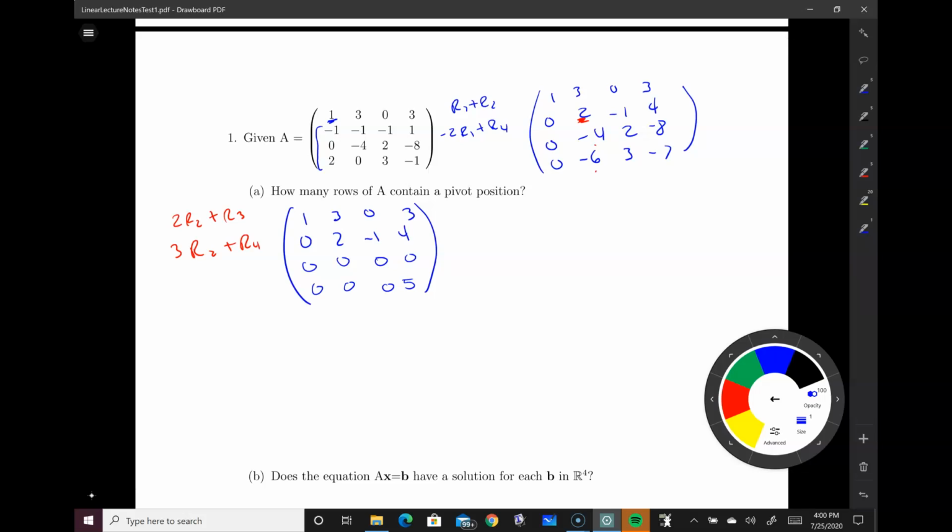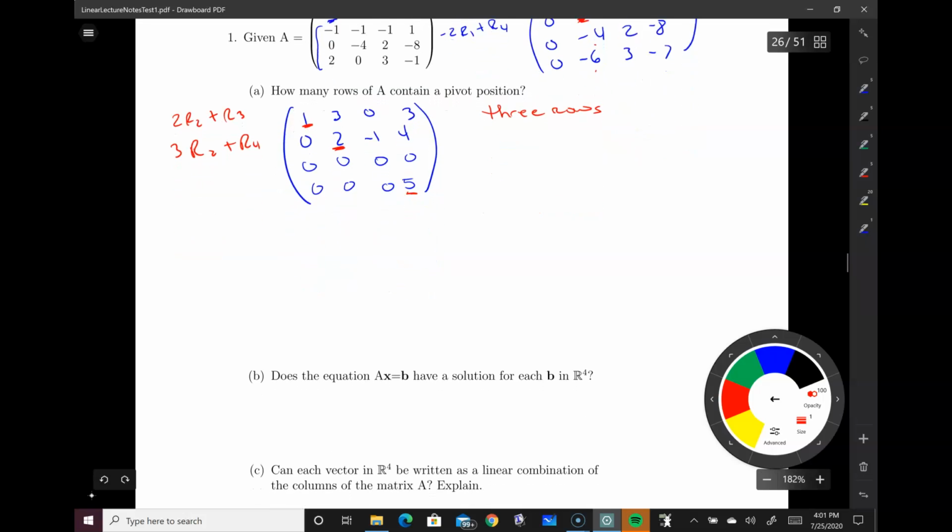All right, so where are my pivots? So how many rows contain a pivot? So I see a pivot here, a pivot here, and a pivot here. This is just my matrix A, right? This is not an augmented matrix. So how many rows? So 3 rows contain a pivot. That answers that question.